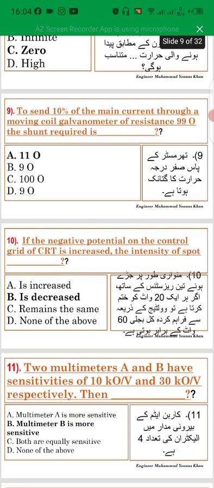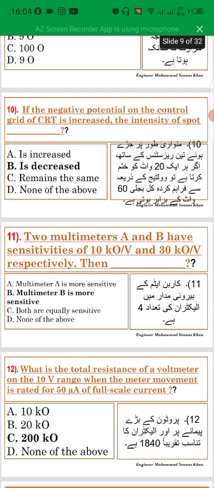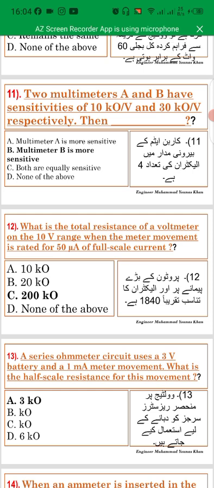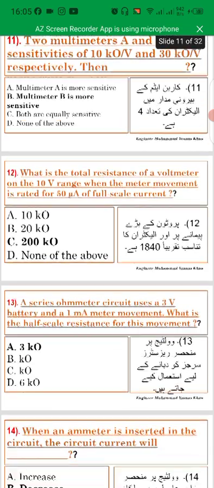To send 10% of the main current through a moving coil galvanometer of resistance 99 ohm, the shunt required is 11 ohm. If the negative potential on the control grid of CRT is increased, the intensity of spot is decreased. Two multimeters A and B have sensitivities of 10 kilo ohm per volt and 30 kilo ohm per volt respectively. Then multimeter B is more sensitive.